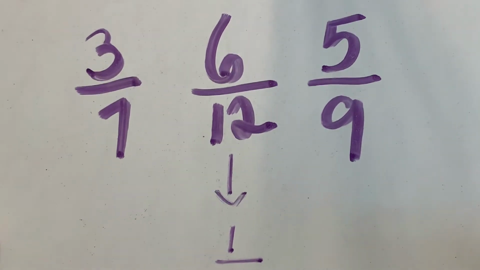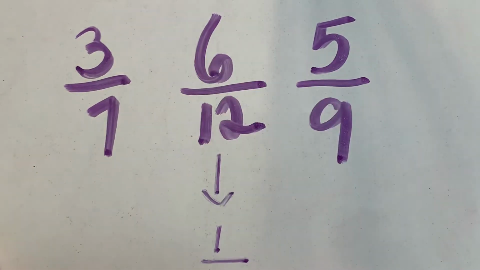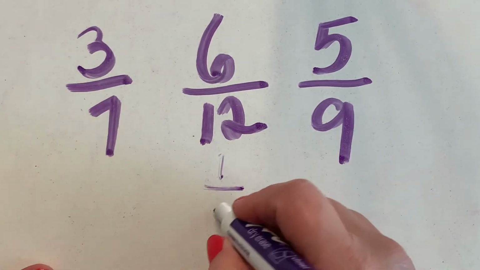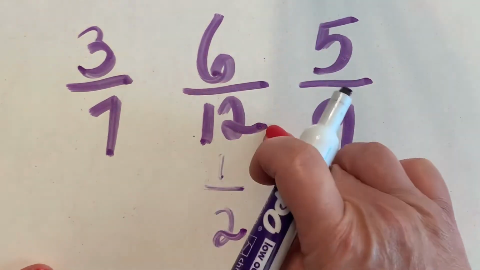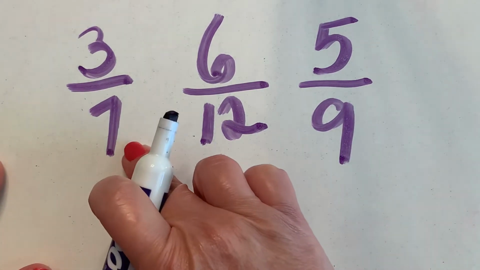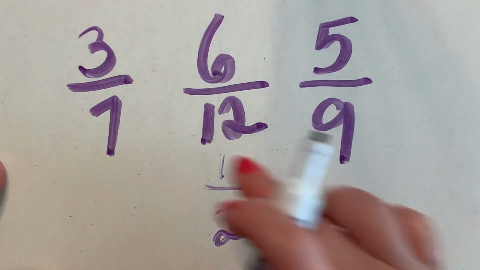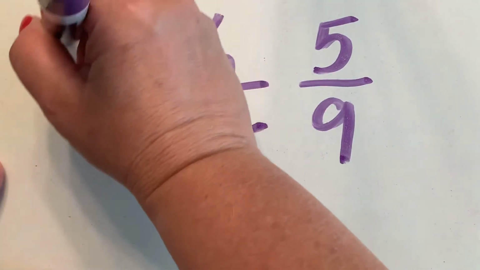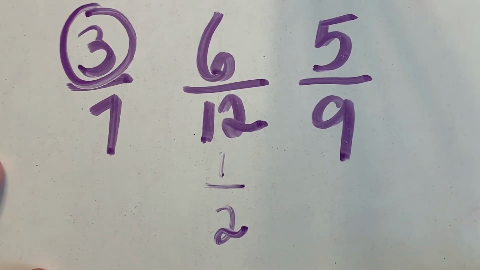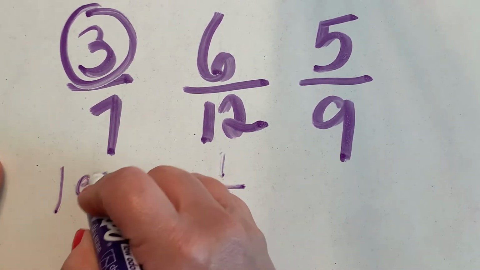Are you listening? You look at the denominator, and half of 12 is 6. So that is equal to a half. We have 6, we have 12. Half of 12 is 6, so that's equal to a half. Now we have 7. Half of 7 is what? Yeah, 3.5. So look at this, 3.5. Is 3 less than 3.5 or greater? It's less. So right here, this would be less than a half.